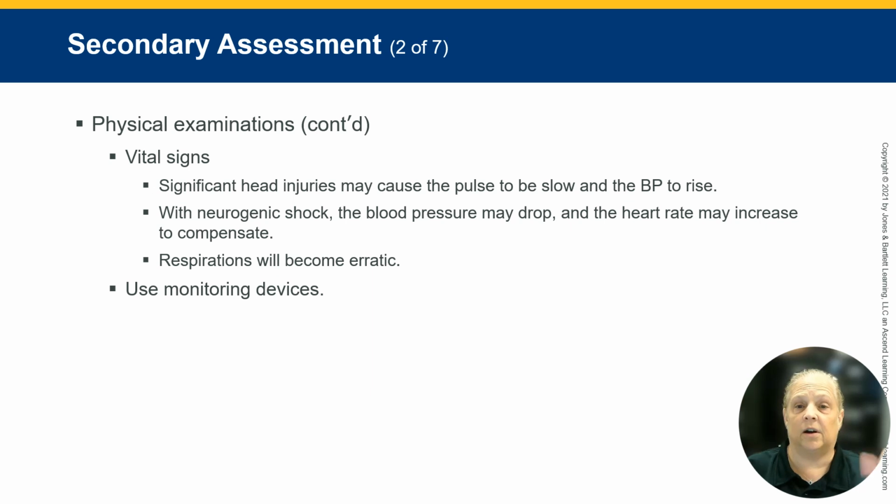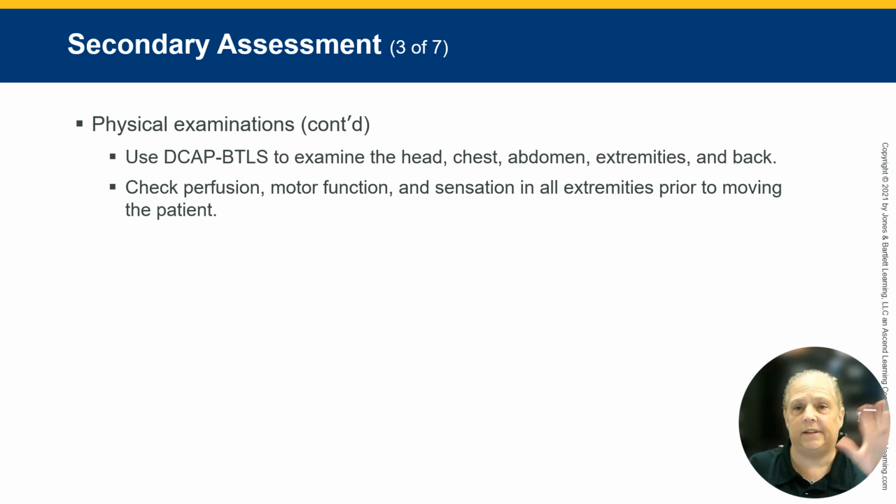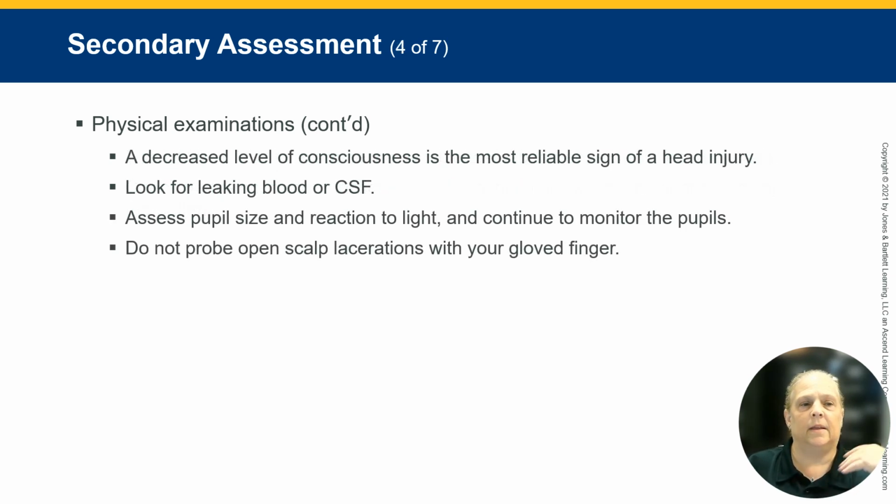Make sure we're using our pulse ox and our blood pressure cuffs. Check for your DCAP-BTLS. Check perfusion, pulse, motor, and sensory in all of your extremities. If they have a decreased level of consciousness, we're going to assume they have a head injury. Try and figure out if they're able to move their fingers and toes. You know, wiggle your fingers, wiggle your toes. In order to tell if we're wiggling our toes, we need to take the shoes off. You need to expose to tell.